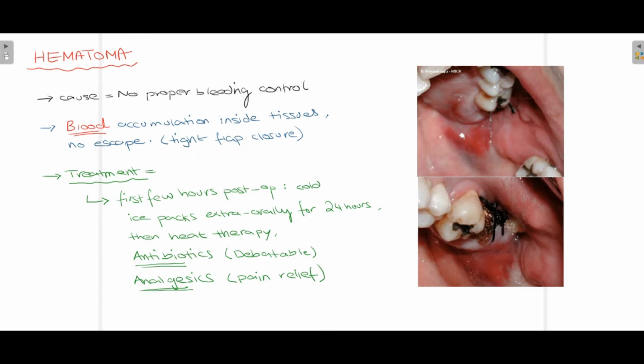And then at times we may prescribe antibiotics, but prescription of antibiotics to such patients is debatable. Sometimes we do prescribe and sometimes we don't. That totally depends on the clinical situation. But we do prescribe patients analgesics because there is some pain because of accumulation of such fluid in the underlying tissue, basically to relieve the pain of the patient. So this is how we clinically diagnose and manage hematoma as a post-operative complication.